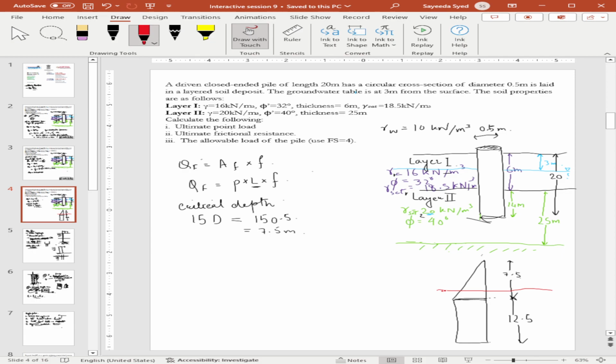And delta is the friction angle between the soil particles and the pile. So you will have a different delta for concrete, different for steel, different for timber, based on the material of the pile you are using.